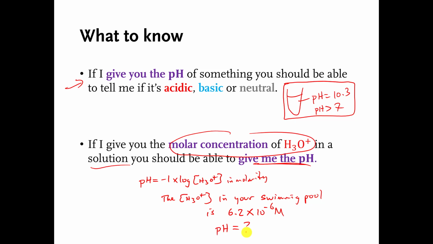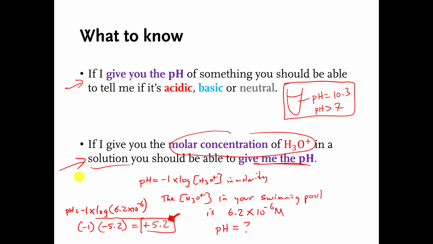So if we do that, let's do it over here. The pH is going to be -1 times the logarithm of 6.2 times 10 to the -6. The logarithm of 6.2 times 10 to the -6 is about -5.2. And so -5.2 times -1 is equal to +5.2. And so the pH of your swimming pool would be 5.2. It would be slightly acidic. So you should be able to do that type of problem.